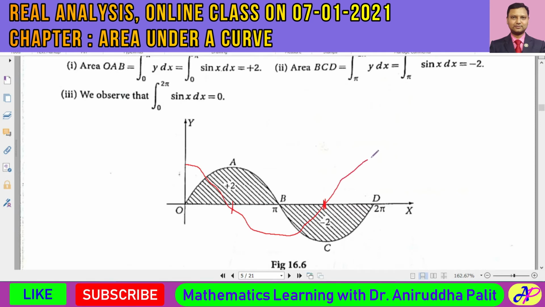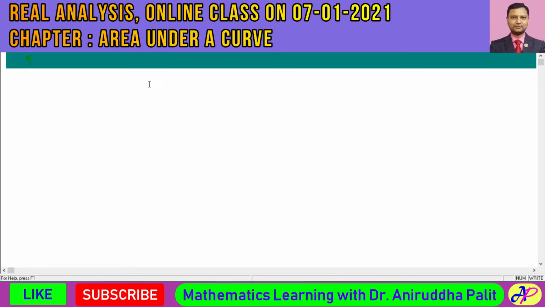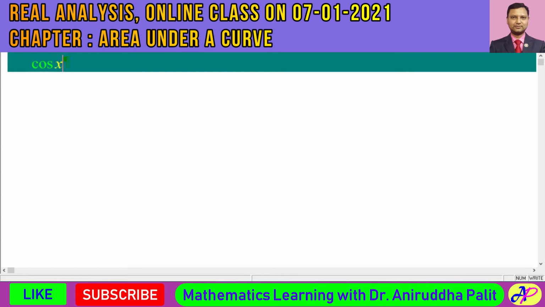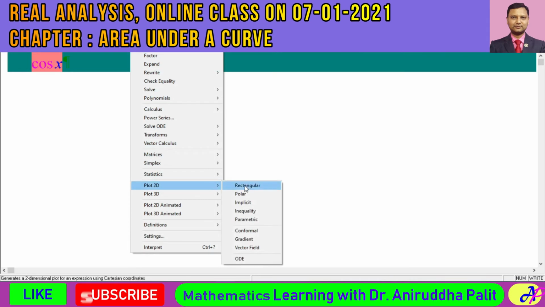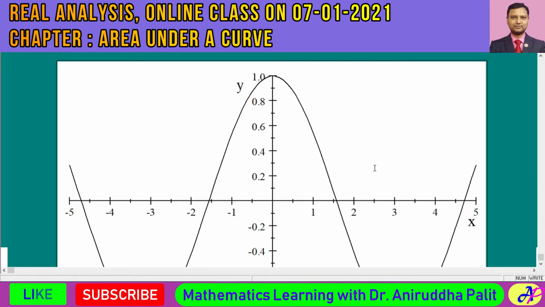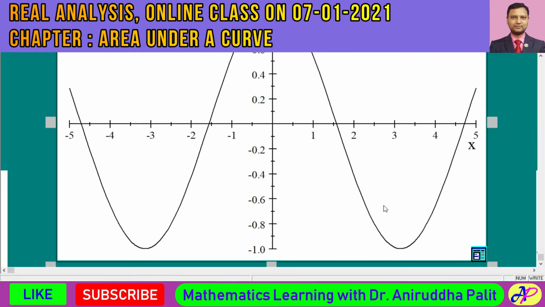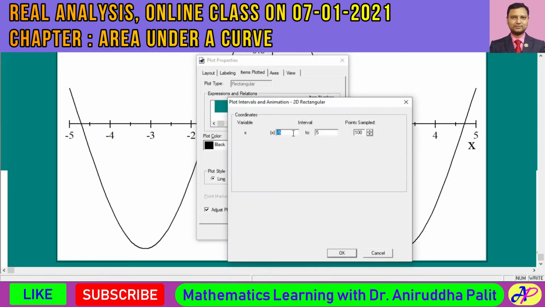Let me show you through some other software. Suppose we are drawing the cosine curve, cos of x. Let me plot the curve. What is the value of pi? Pi is equal to 3.14. So let me plot the curve in the interval from 0 to 3.14, or maybe 3.15.